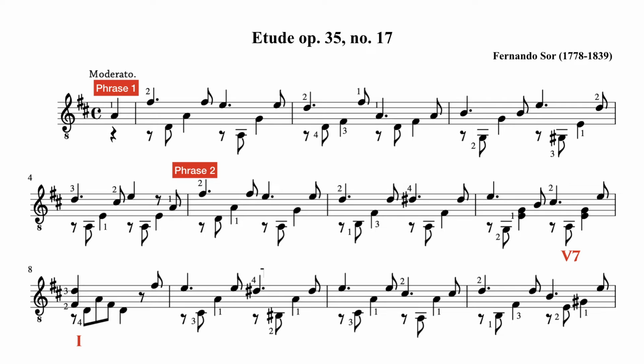Sor does indeed carry on, restating melodic and harmonic material from the beginning, but starts to take a different direction in bar 6. This leads to a much more conclusive cadence on the tonic, with an A dominant 7th chord in measure 7 leading to the tonic D major in measure 8. That E, scale degree 2, that had left us hanging in measure 4, now finally resolves down to the tonic D.